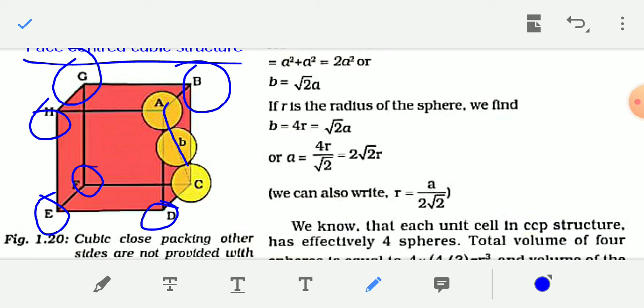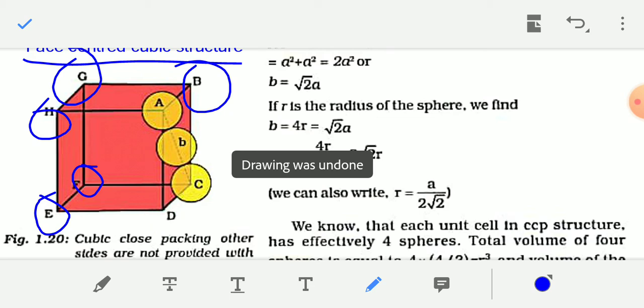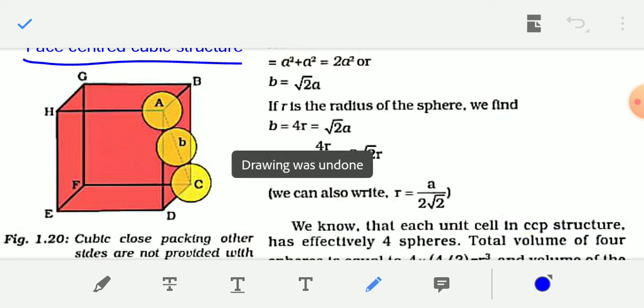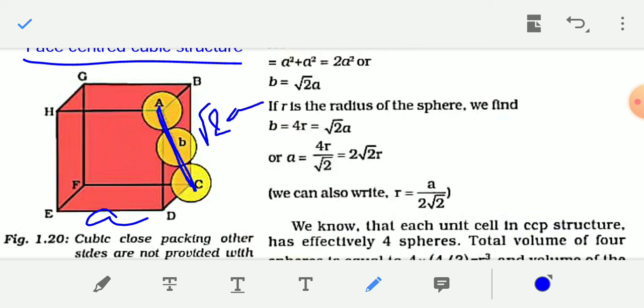This is the face diagonal. These are face diagonals. So in a face-centered cubic unit cell, particles are attached along the face diagonal. According to this unit cell, the face diagonal is AC. If the edge of the unit cell is a, then the face diagonal AC is equal to root 2 a. And if the radius of each sphere is r, then r plus 2r plus r, that is 4r, is also the face diagonal AC.